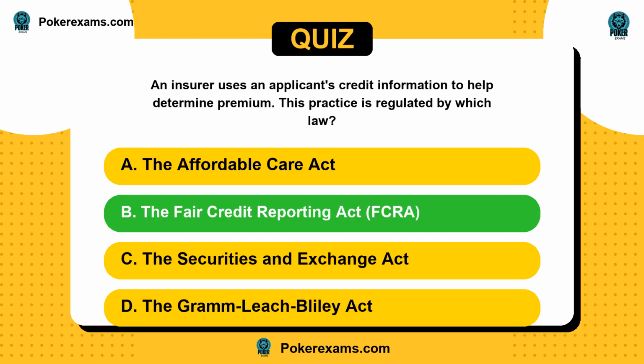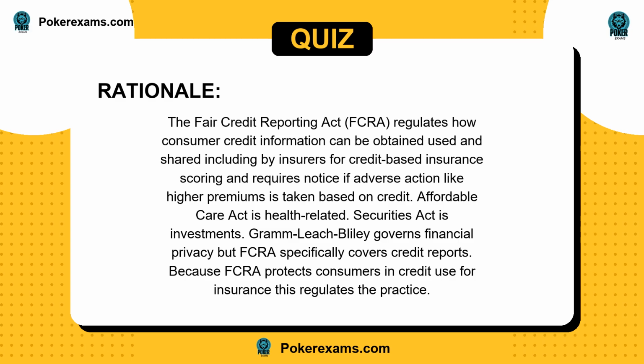The answer is B. The Fair Credit Reporting Act, FCRA, regulates how consumer credit information can be obtained, used, and shared, including by insurers for credit-based insurance scoring, and requires notice if adverse action, like higher premiums, is taken based on credit. Affordable Care Act is health-related. Securities Act is investments. Gramm-Leach-Bliley governs financial privacy, but FCRA specifically covers credit reports. Because FCRA protects consumers in credit use for insurance, this regulates the practice.